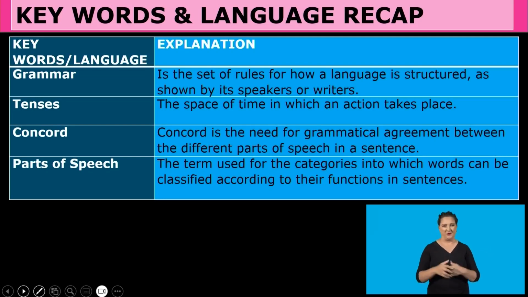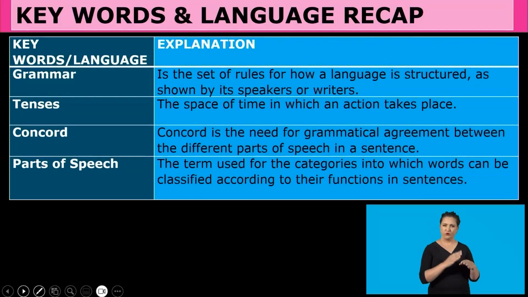Concord was the agreement between the parts of a sentence. For us, primarily, it was the agreement between subject and verb. Remember, we looked at our pronouns as well, so it is important that all of those parts of the sentence are in agreement, all right? And remember, parts of speech are the categories into which words are divided or classified when we use them in a sentence, all right? So you have to read the sentence and then identify which part of speech that word is in that particular sentence, all right?